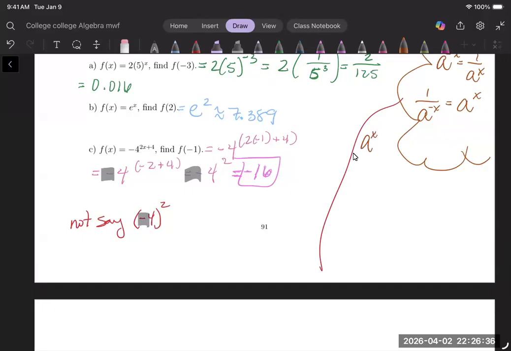So a to the x times a to the y is a to the x plus y. A to the x over a to the y is equal to a to the x minus y. A power to a power, we multiply.